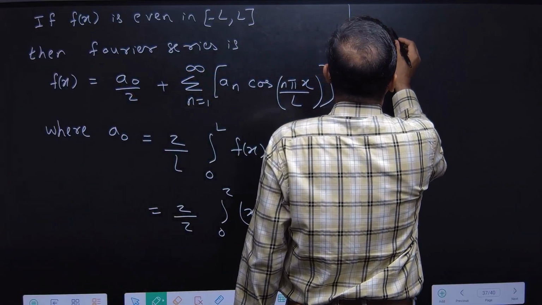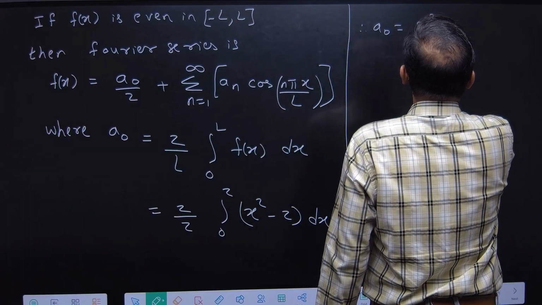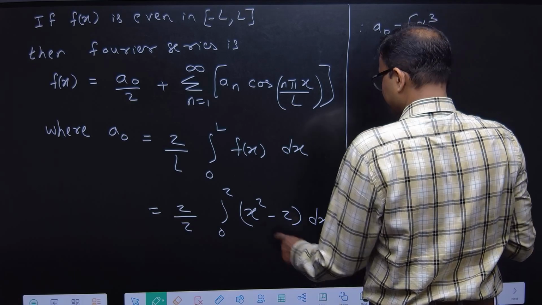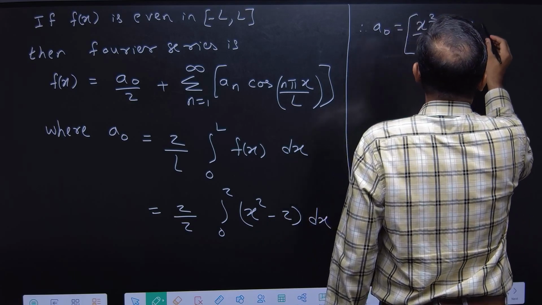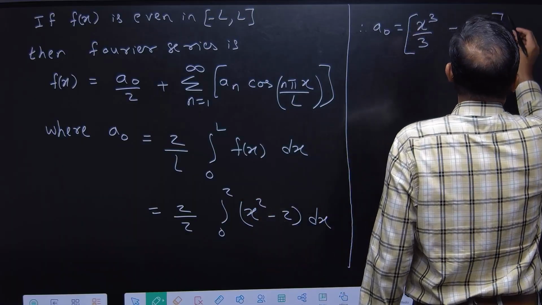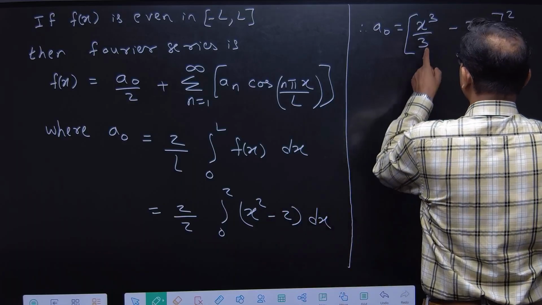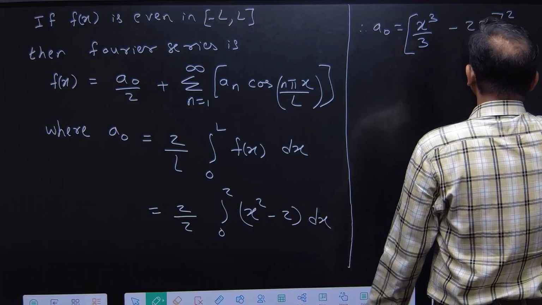Therefore, a0 becomes integration of x square is x cube upon 3 and integration of 2 dx becomes 2x, and that is within the limits 0 to 2. The integration of x square becomes x cube by 3. Integration of 2 dx is 2x.